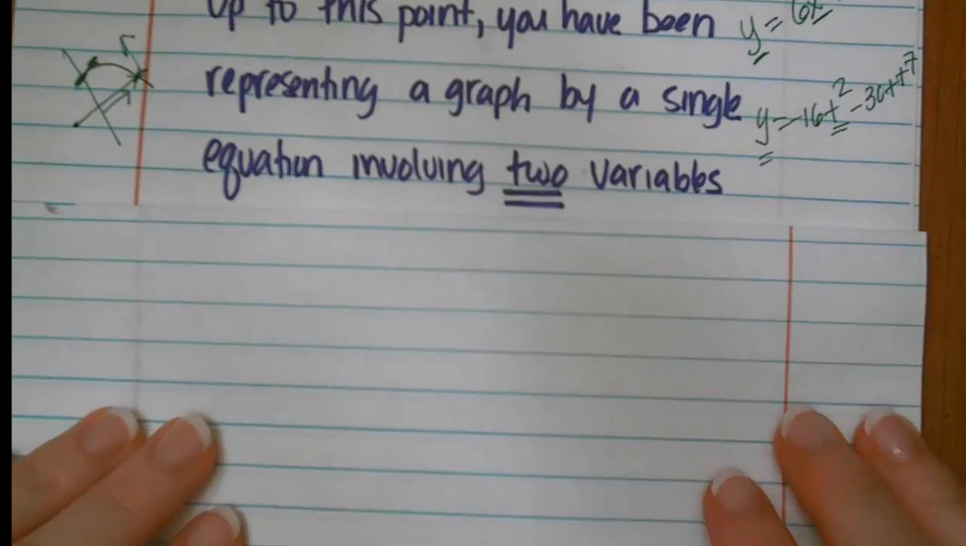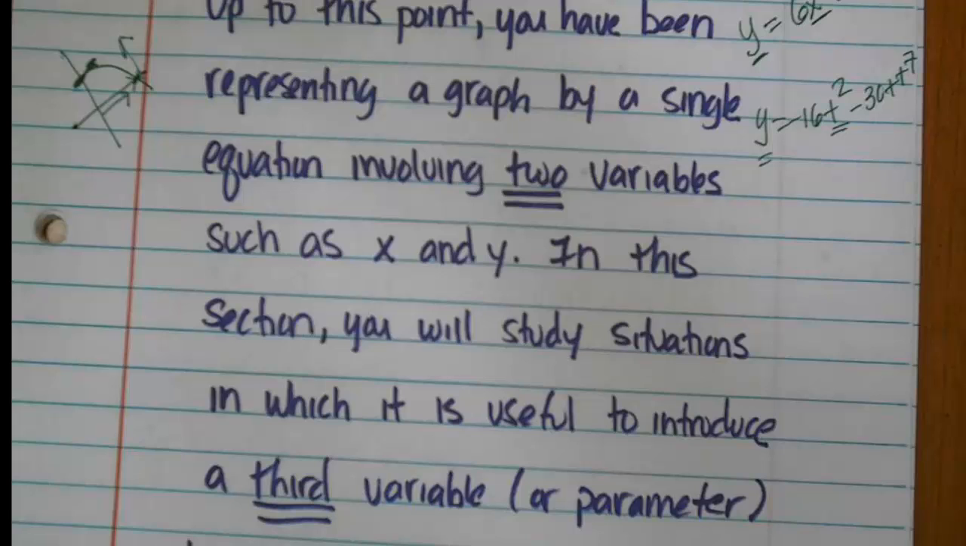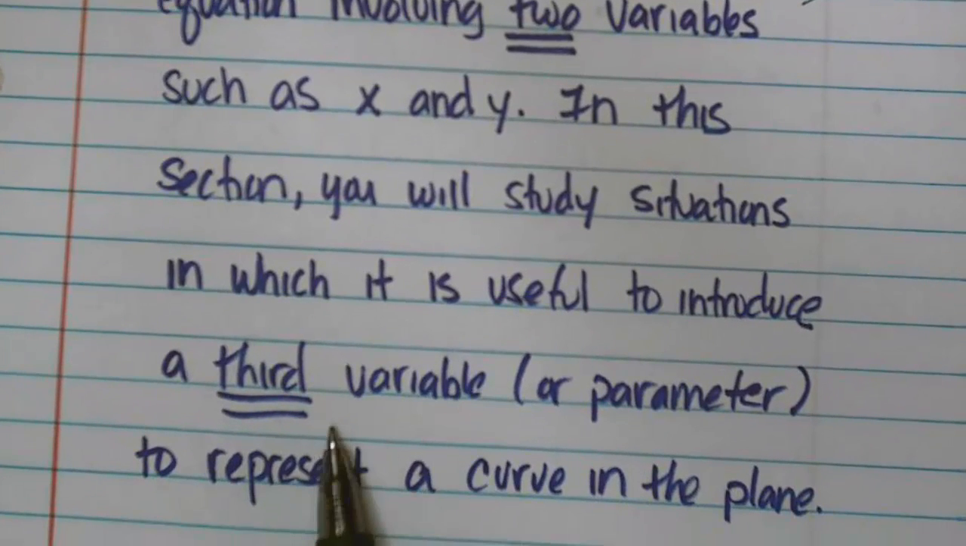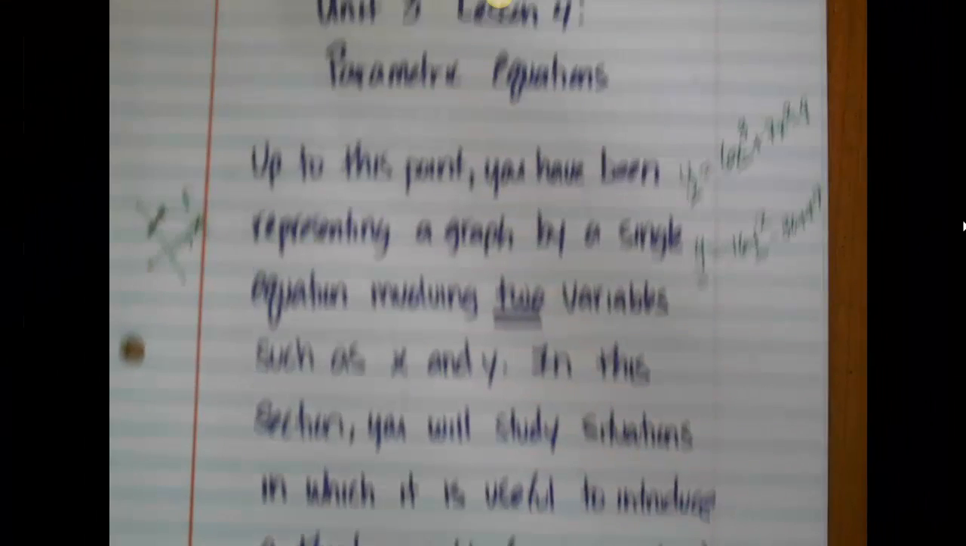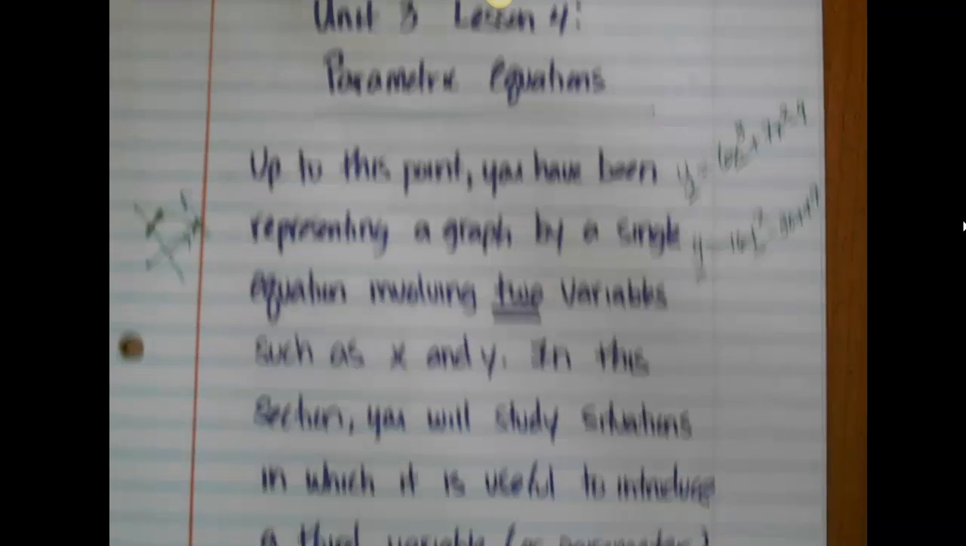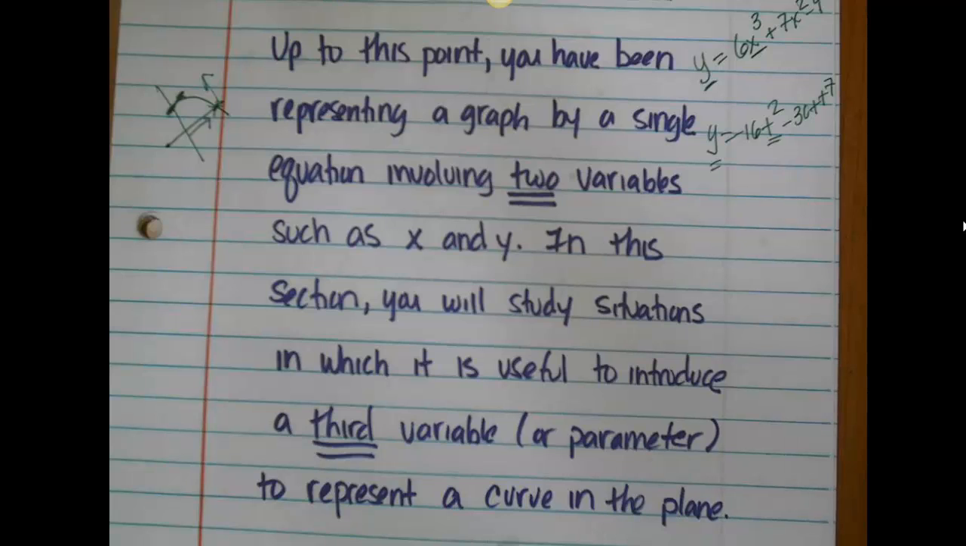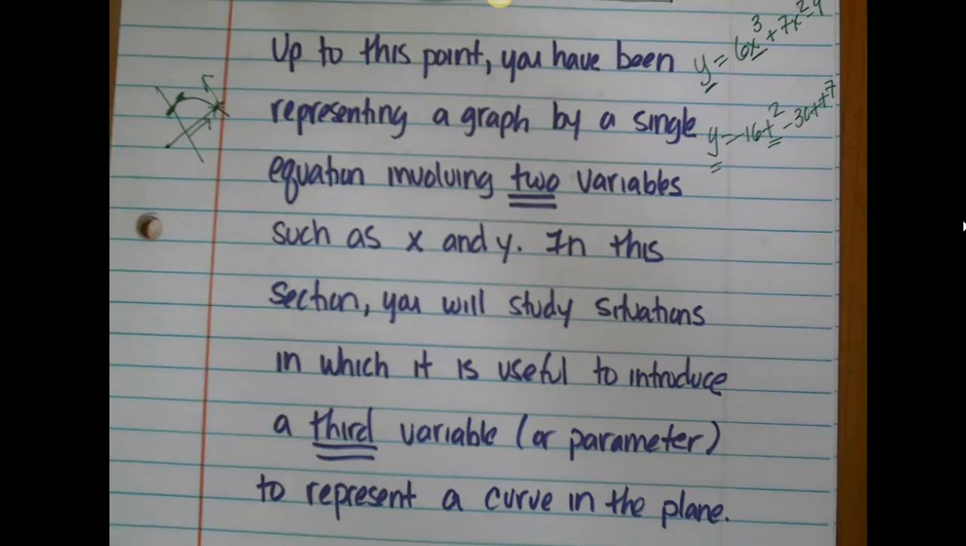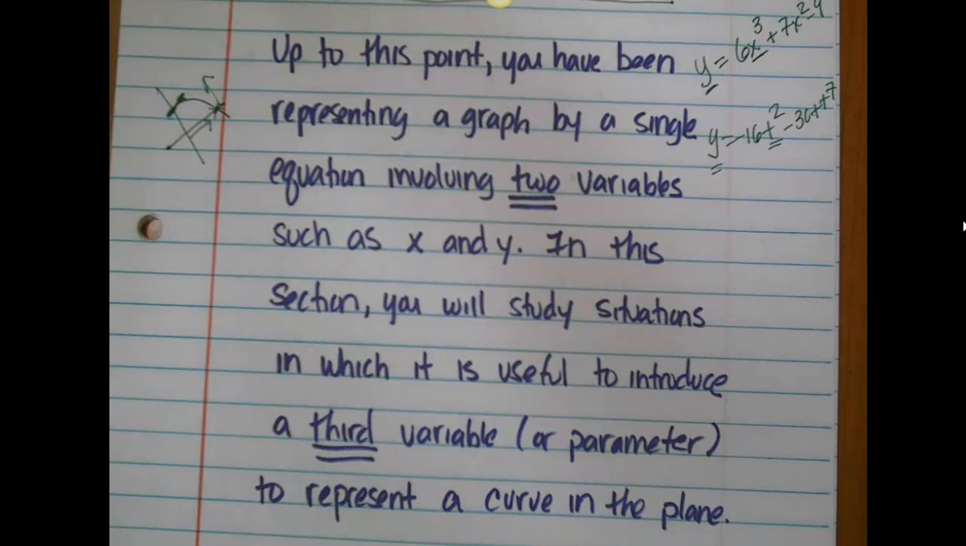So what we're going to spend time doing is studying situations in which it's useful to introduce a third variable, or a parameter. Remember, these are called parametric equations, so we're going to introduce a third parameter to represent a curve in the plane. In the next video, I found a Khan Academy example that I just want you to watch. You don't have to take notes, but just so you can get maybe the big picture on why parametric equations are important.